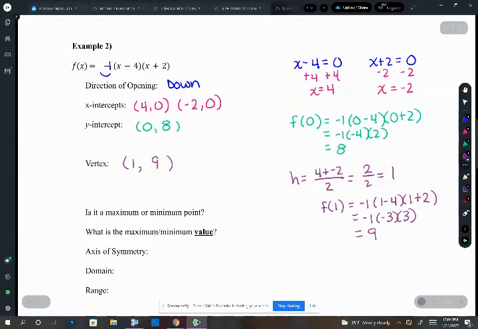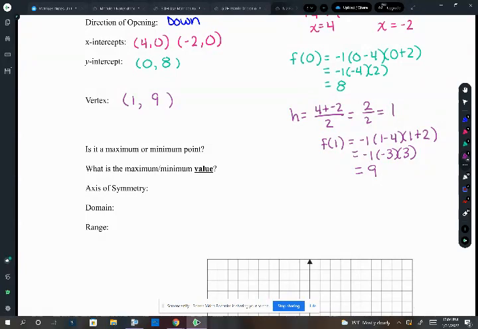When we are asked to use those points to graph, it talks about a max and a min point. The max or min point is your vertex point every time. The maximum or minimum value is the y value of your vertex. And so y equals 9 is our maximum value. Then we're going to find the axis of symmetry. Remember, the axis of symmetry is the x value of your vertex. So x is equal to 1. That's the axis of symmetry.